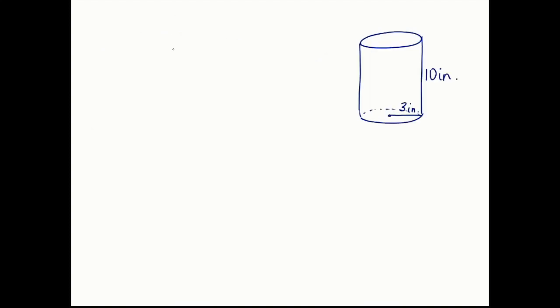Let's do an example together. Let's say we have this cylinder with a radius of 3 inches and a height of 10 inches, and I want to find the volume. Whenever I try to find the volume, I always put the formula up here first. So V equals pi r squared h.